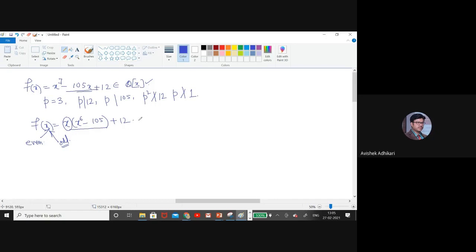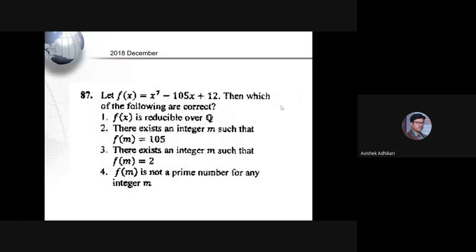Okay, so f(x) is always even for all x belongs to Z. But here it says that f(m) equal to 105. That cannot happen because for no integer will f(x) be odd. So here it's given odd, that's why this is also not possible. Now let's come to the third one.